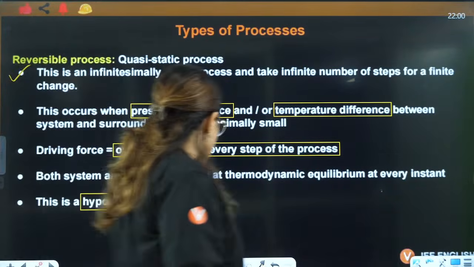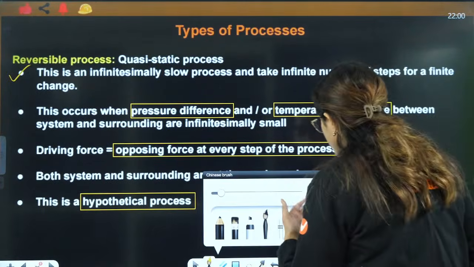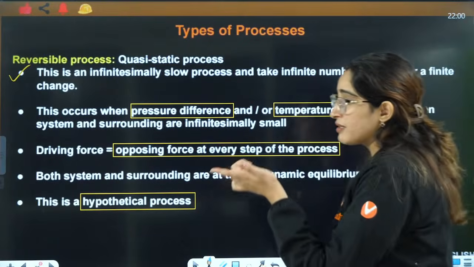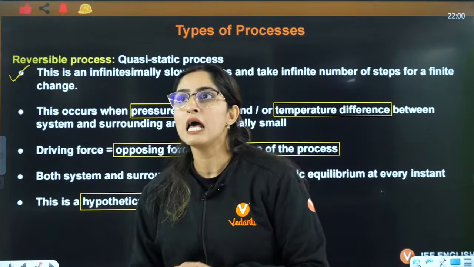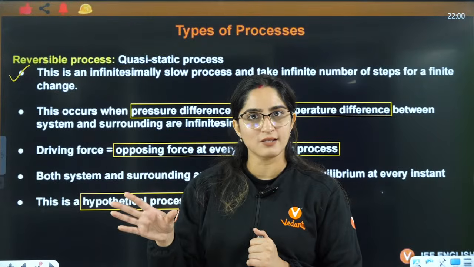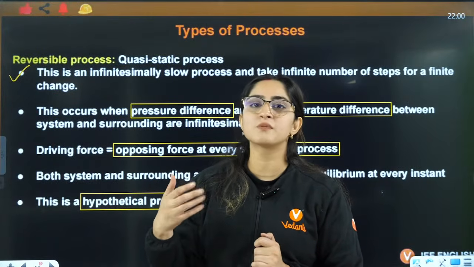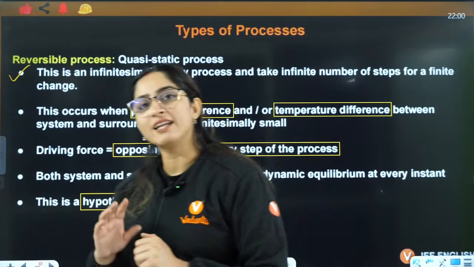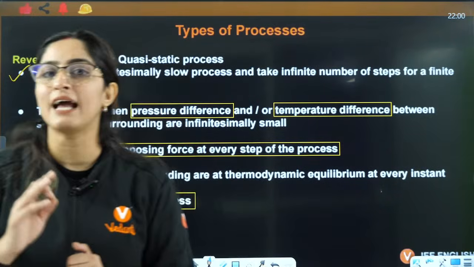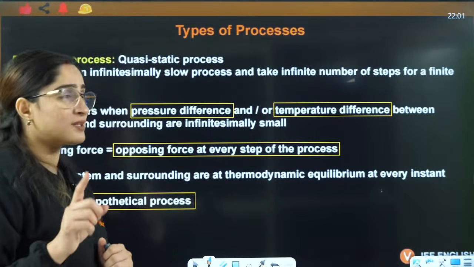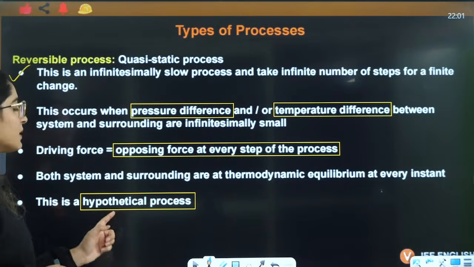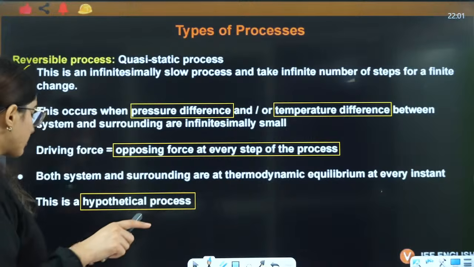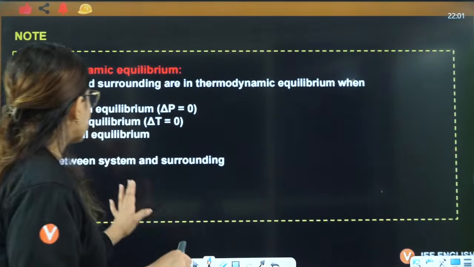hypothetical process. So basically, all the naturally occurring processes, this is one thing that students miss. Natural processes are irreversible processes in most cases. Like 99.9999% of natural processes are irreversible. That's why we are saying a reversible process is a hypothetical process. It's an imaginary process, right?